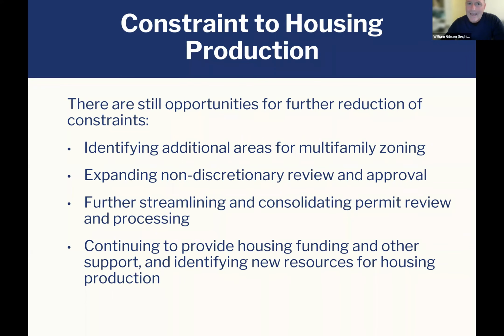We see the keys as identifying additional areas for more multifamily zoning, expanding the non-discretionary review and approval process. So taking even more subjectivity out of the process so that permitting decisions are a yes or no. Do you meet the standards? Do you not meet the standards? Further streamlining and consolidating the permit review and processing system. And of course, continuing to provide housing funding and other types of support for affordable and other types of housing, and identifying new resources to support housing production.